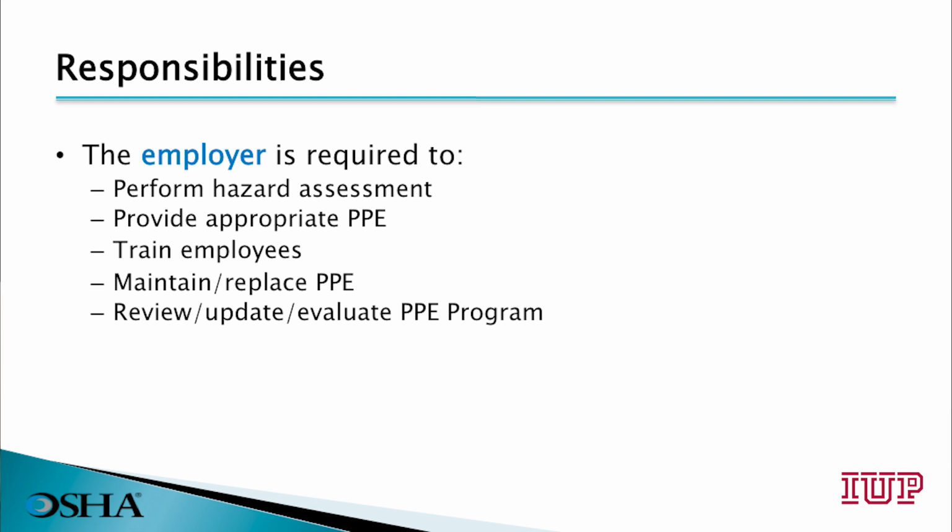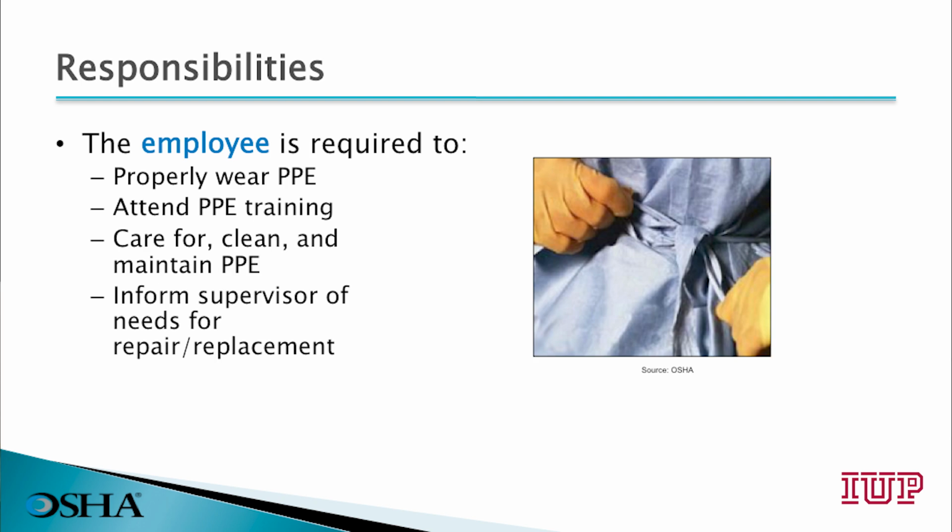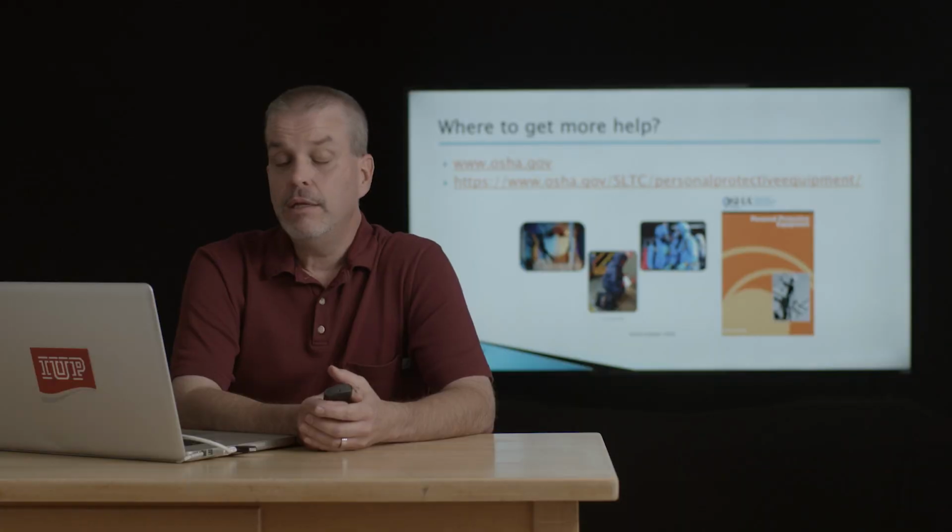The employer is required to perform a hazard assessment and identify hazards specific to the workplace, provide appropriate PPE that protects the worker, train their workers, maintain and replace PPE as necessary, and review, update, and evaluate the personal protective equipment program. The employee is required to properly wear all assigned PPE, attend any PPE training, care for, clean, and maintain the PPE in a sanitary manner, and inform your supervisor of any need to repair or replace personal protective equipment. To get more help with personal protective equipment, go to OSHA.gov.